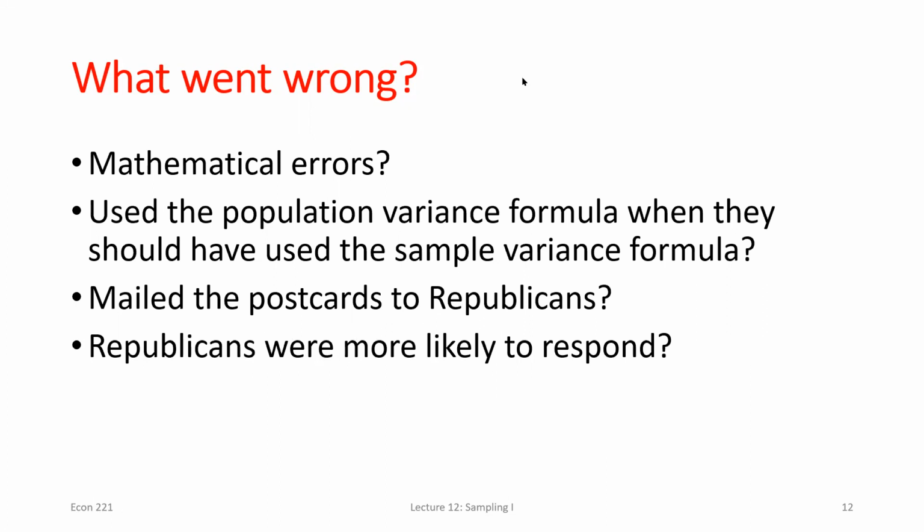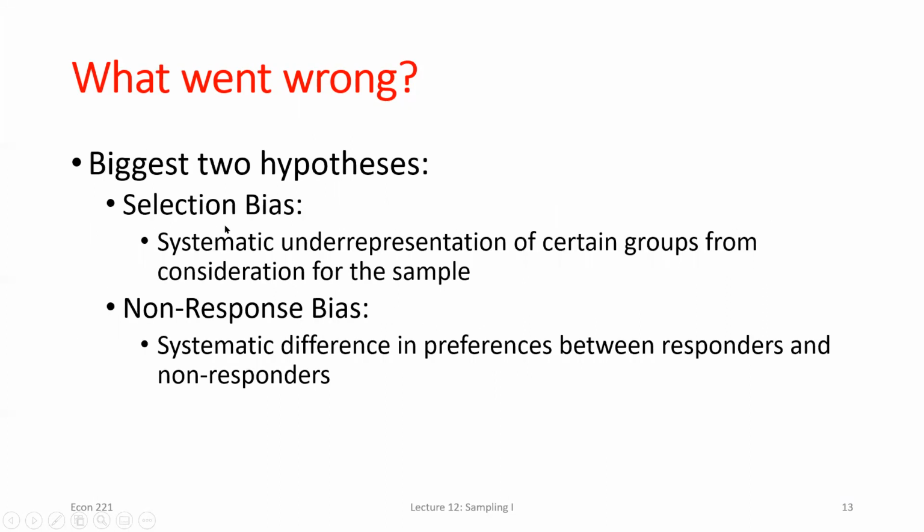So these two things are instances of two general biases that can often occur, especially when we're looking at survey data. So the first is a selection bias, right? If I over-selected a certain group to get those survey cards, right, I only sent those cards out to Republicans, then I was creating a selection bias.